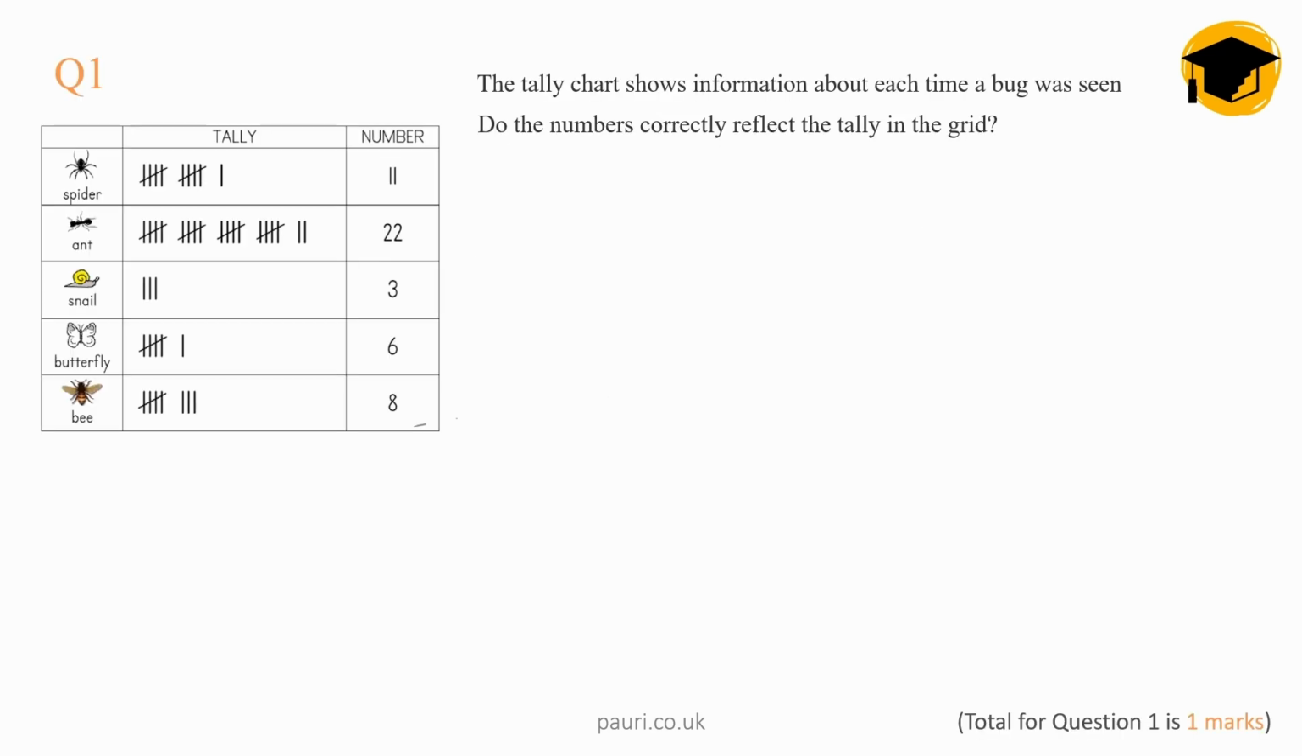Question 1, the tally chart shows information about each time a bug was seen. Do the numbers correctly reflect the tally in the grid? So let's double check. The first one, when we have a cross, we know it's a 5. So 5, 10, 11, that works. Next one, 5, 10, 15, 20, 22, that works. 1, 2, 3, that works. 5 plus 1 is 6, that works. 5 plus 3 is 8, that works. The answer is yes. All the numbers work. And that is what the question was asking.